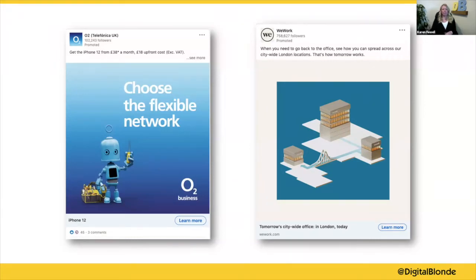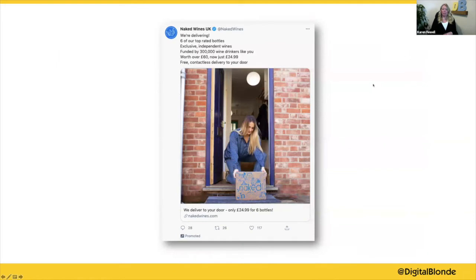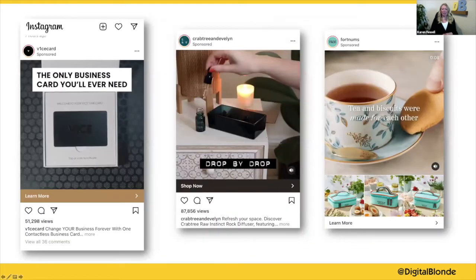So this is from my LinkedIn account. I've got an O2 ad and I've got a WeWork ad. On my Twitter, I've got, see, I'm slightly embarrassed, I've got a Naked Wines advert. And on my Instagram, I've got a whole range. So the first one is a business credit card.